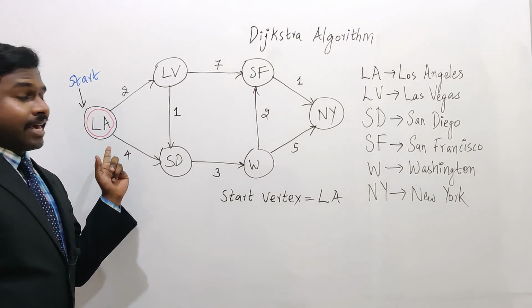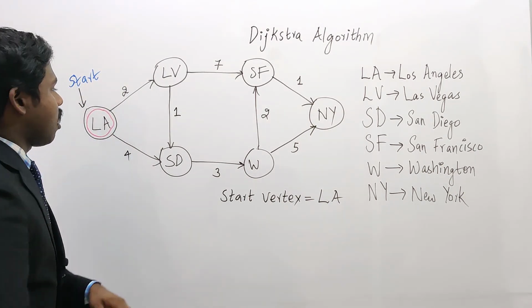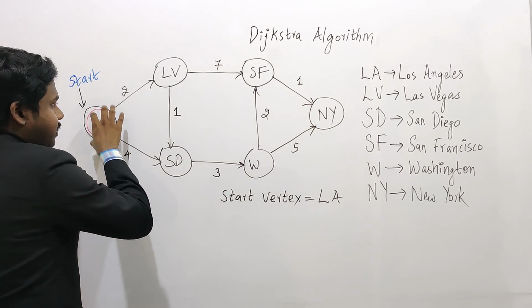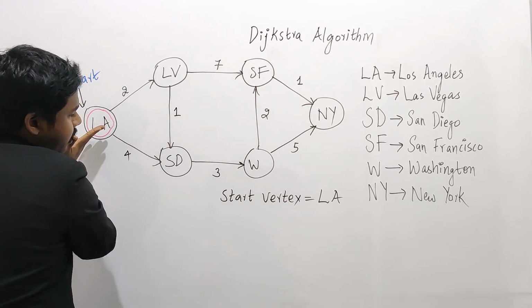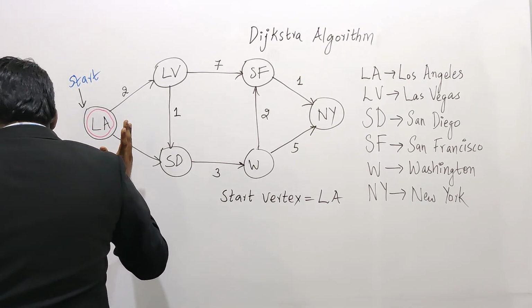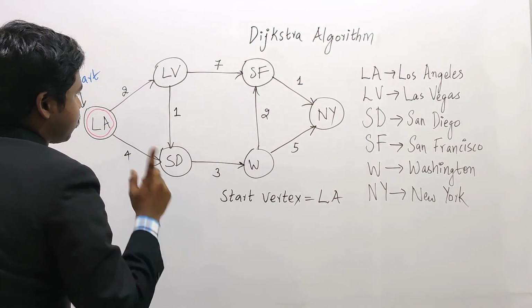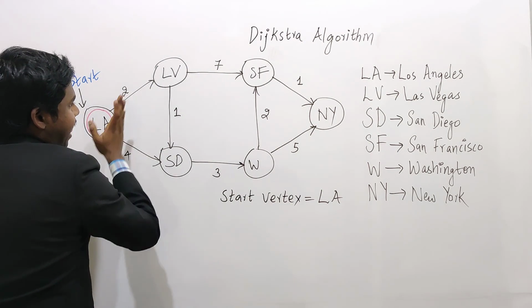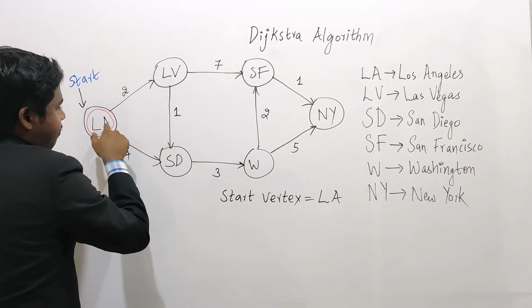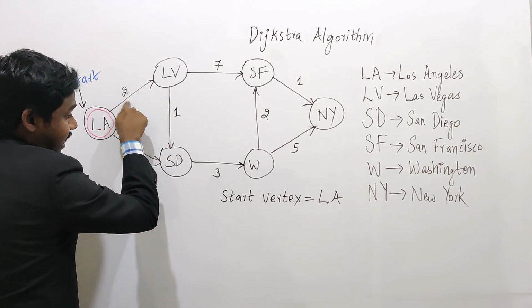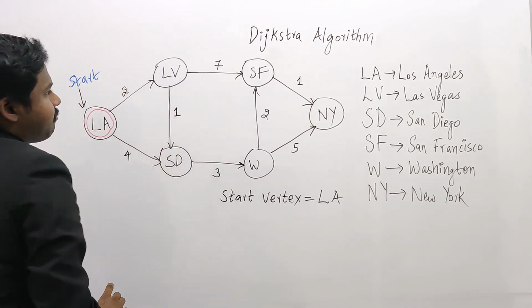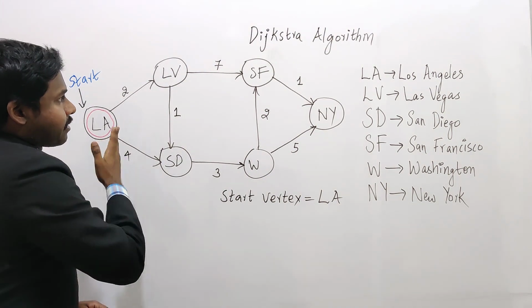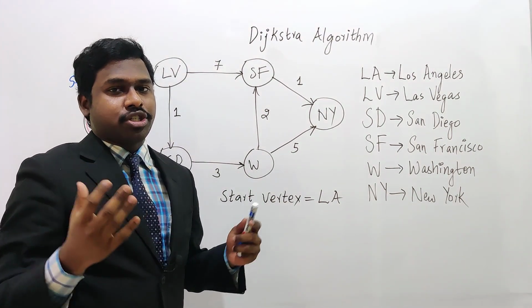Now from LA, you have to visit all of them. Now once you're in LA, this is start vertex. You have two ways, right? Two possibilities. You can go here or you can go here. Now what Dijkstra algorithm says is to find out the least value and go there. So from LA, 2 is less than 4, and so I'm going to here, okay? So I've reached LV. And that's what Dijkstra algorithm says. You find out the shortest path.